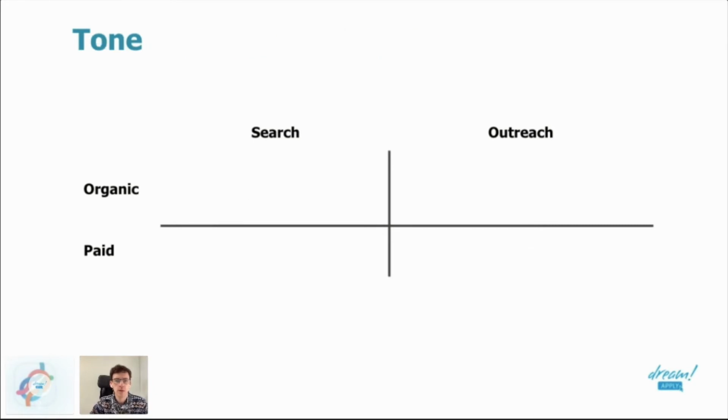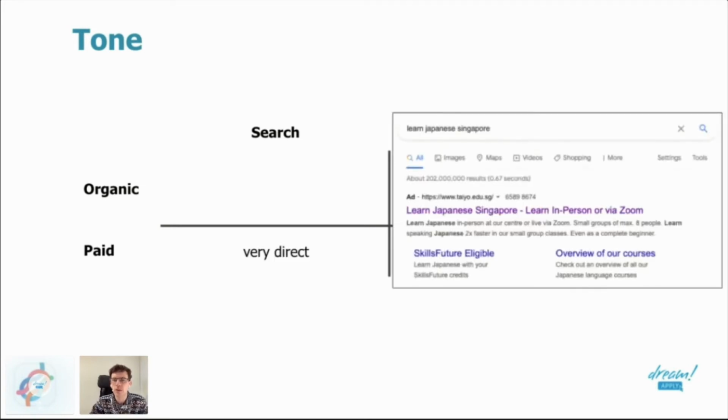All right, so the tone of your messaging is also very different depending on the channel. So I have put examples here. For paid, it must be very direct. This is actually a campaign I'm running for a client right now. Someone who searches for Learn Japanese Singapore is really looking for a course, and I want to tell them exactly what they can expect when they click and why they should sign up. Don't waste their time, don't make them think, just give them very straightforward what you expect them to do.